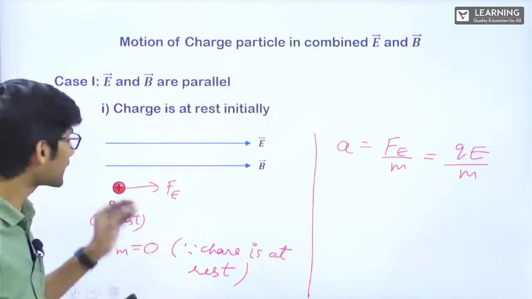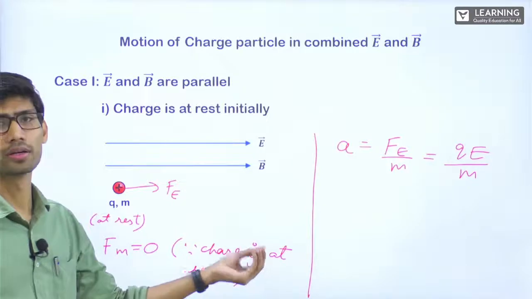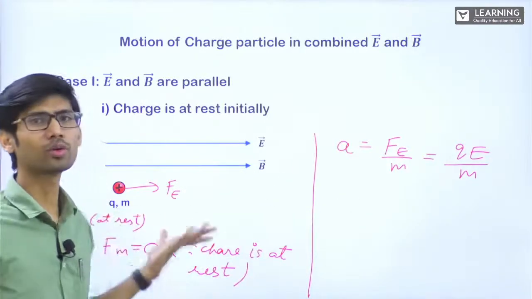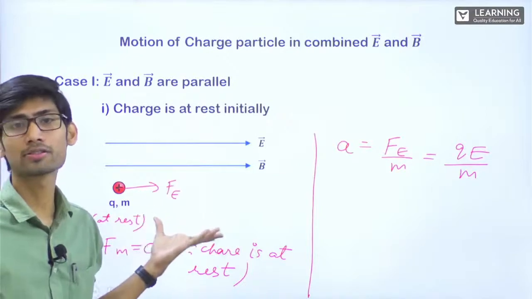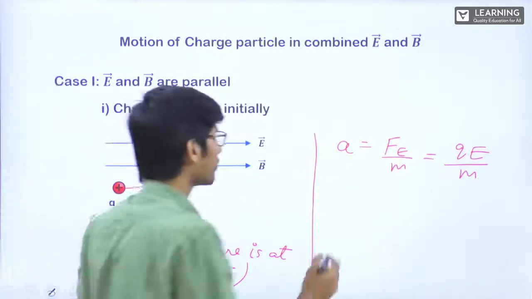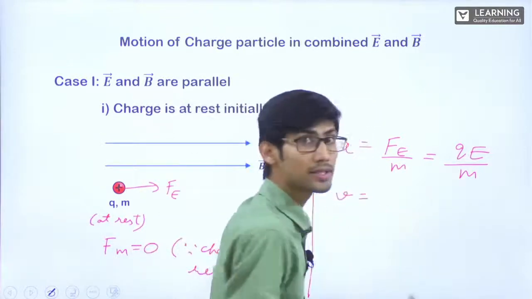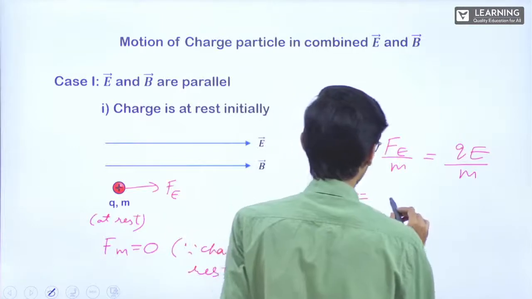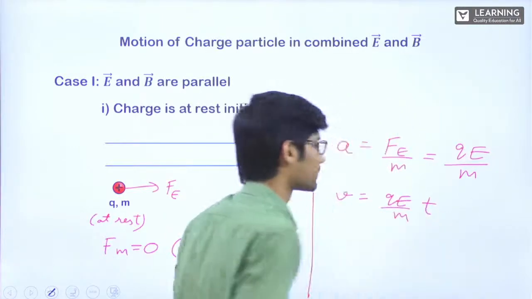So this particle is basically, now this is a question of 9th standard, motion in 1D. It is doing a straight line motion. You can find all the data, all the details of this charge, right? We got to know the acceleration also. Now if I want to know the final velocity after time t, v is equal to u plus at. What is u? 0. And at is qE by m into time t.